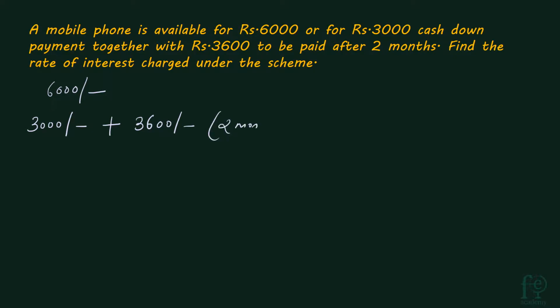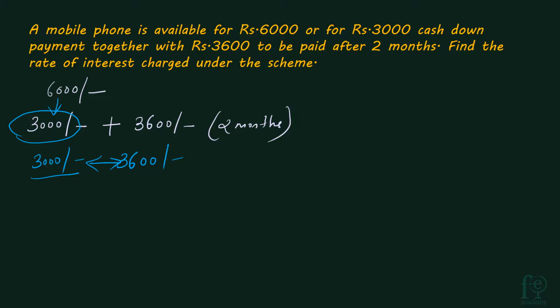You are given a time period of 2 months and after 2 months you have to give 3,600. Actually how much you have to give? You have to give only 3,000. You have already given 3,000. So the remaining amount is 3,000, but instead of 3,000 you have to give 3,600 after 2 months. So there is some interest involved and you have to find out the rate of interest.